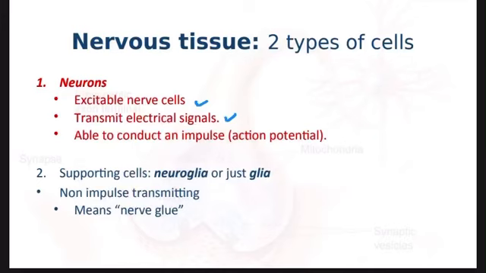It's nerve glue, so it's structure next to the neurons, and it would not just transfer or just do a pulse. So they are not excitable. They do not transfer or transmit electrical signals, and they do not have the ability to do an action potential.